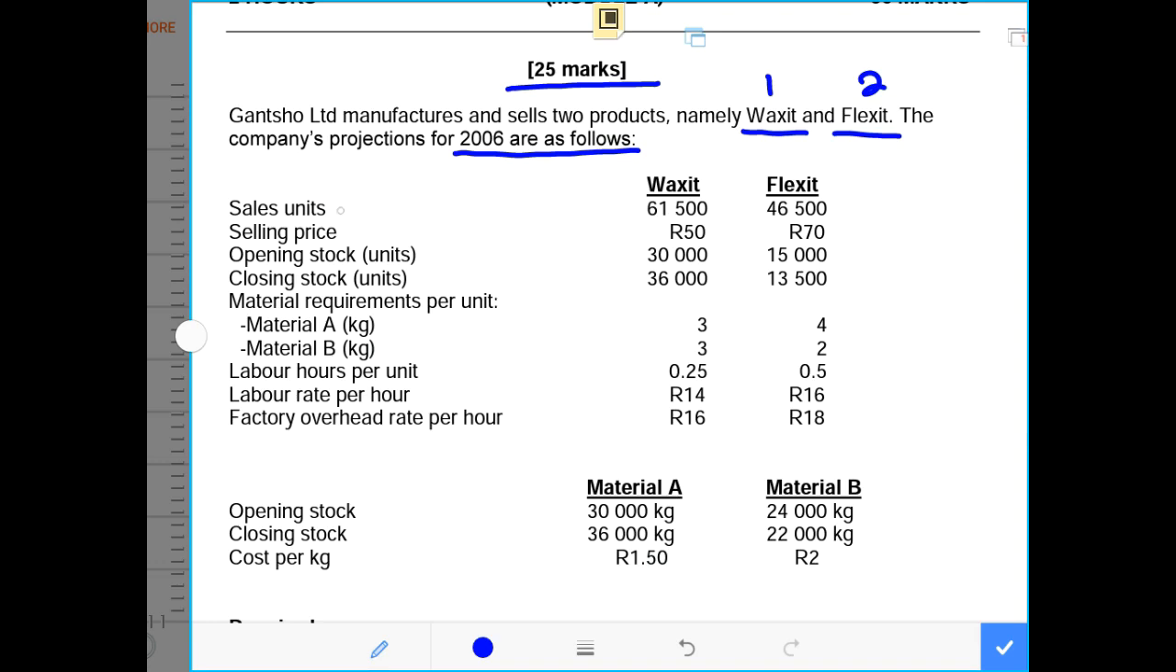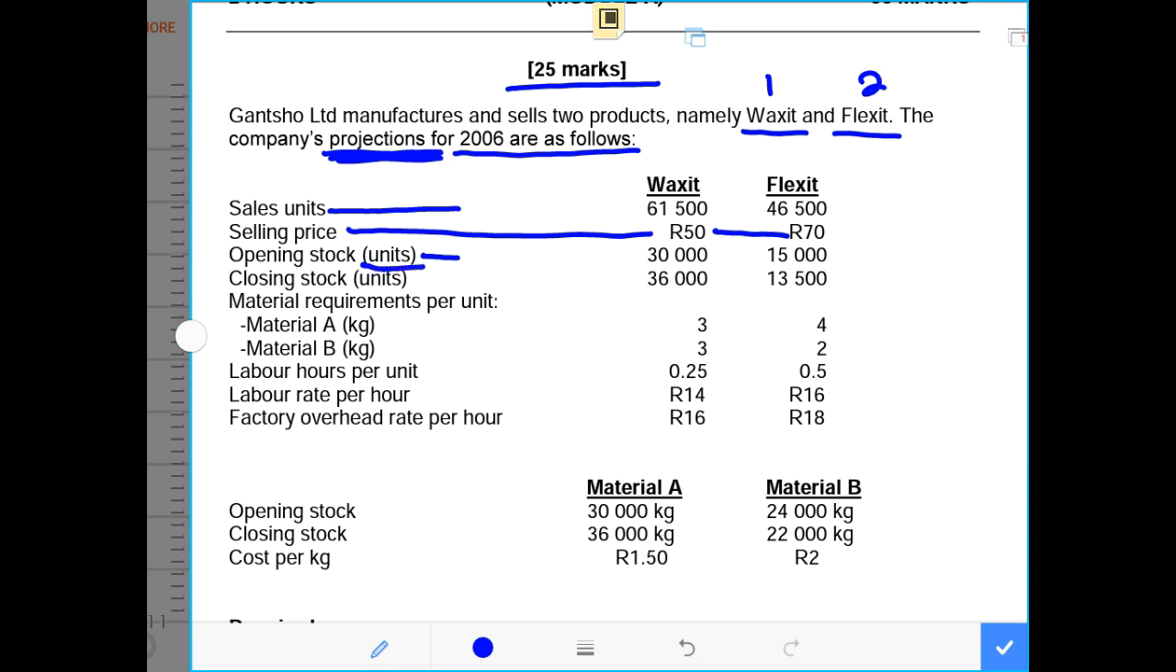And we are given the expected sales, or the projected, as they said that this is projected information. So now here are the projected sales, which is 61,500 and 46,500 for both Waxit and Flexit. And we are given the selling price per unit, and the selling price is 50 rand and 70 rand per unit. Then after, we are given opening stock in units.